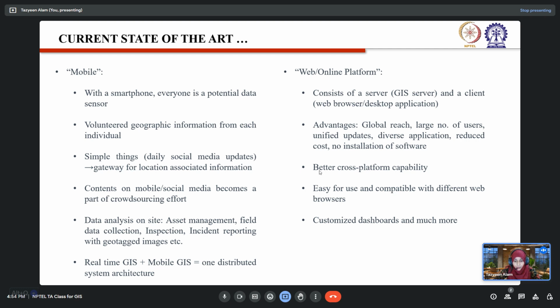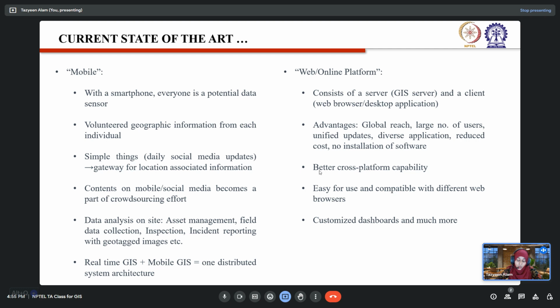When you are talking about a web or online platform, this consists of a server. So you have a GIS server and a client, which is your desktop application. This has several advantages. So it has a more global reach. There are a large number of users because you can use it from the comfort of your homes. You have unified updates, you have diverse applications, you have reduced costs, no installation of software, right?